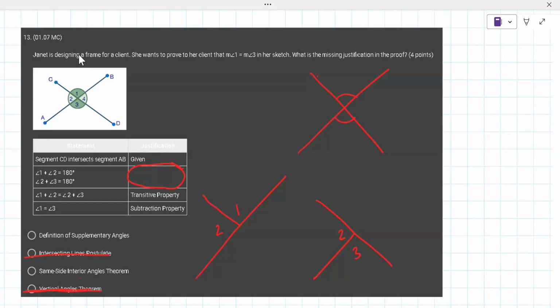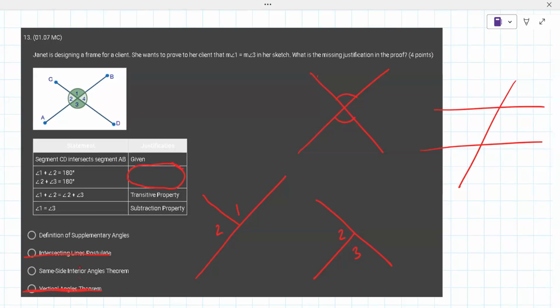Supplementary says either of two angles whose sum is 180. Okay, so basically supplementary means they add up to 180. But same side interior angles also add up to 180. So what's the difference? Well, same side interior requires there to be two parallel lines. Is that what you have here?